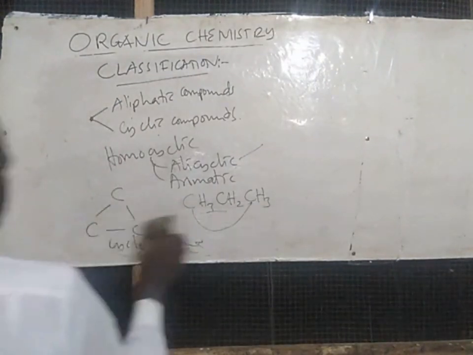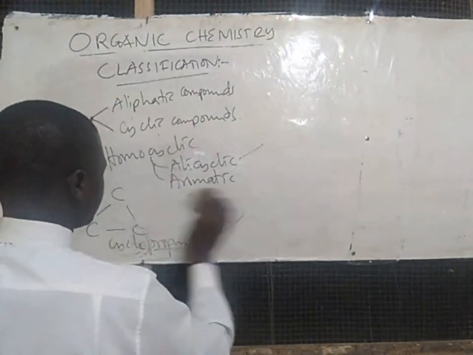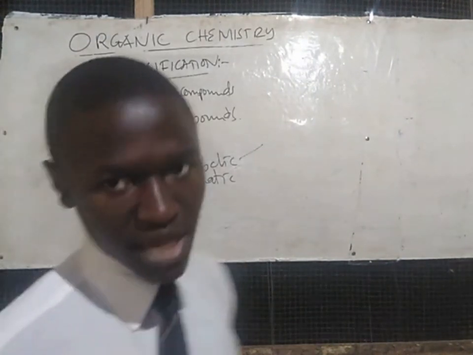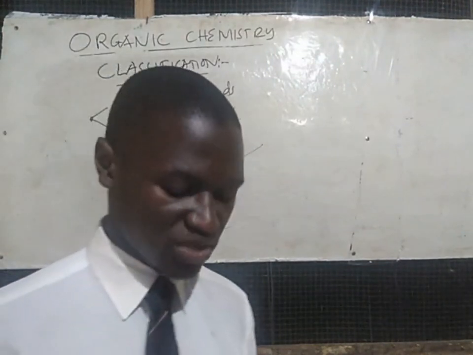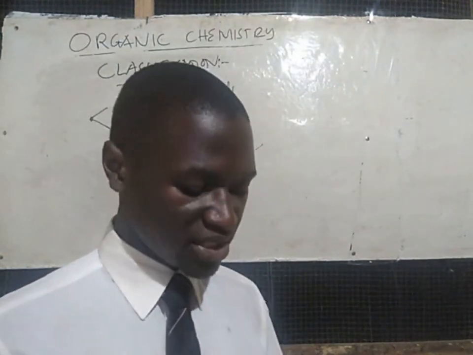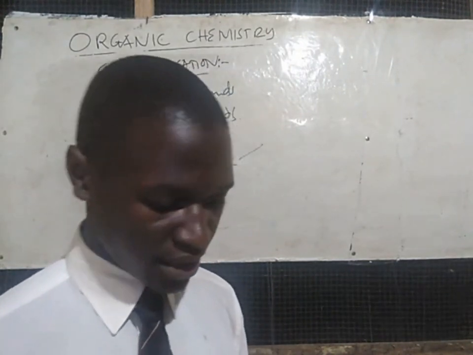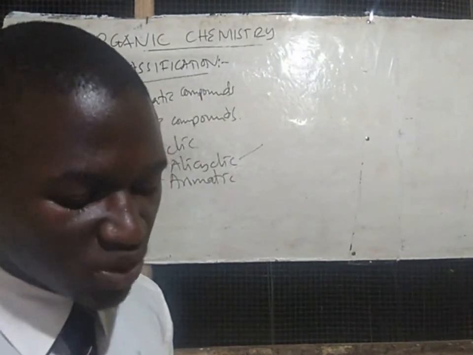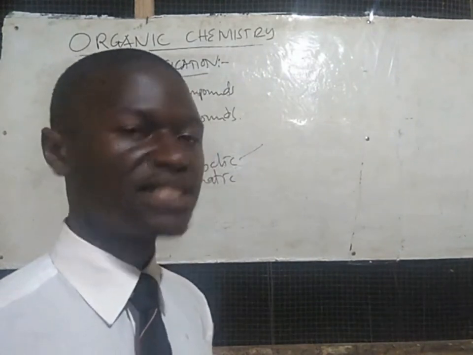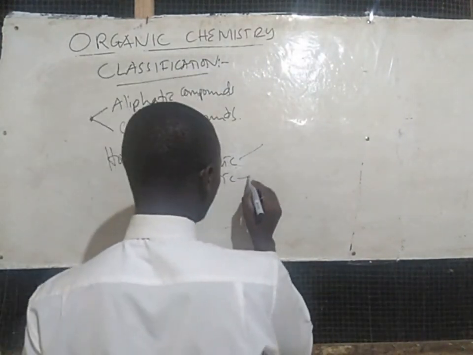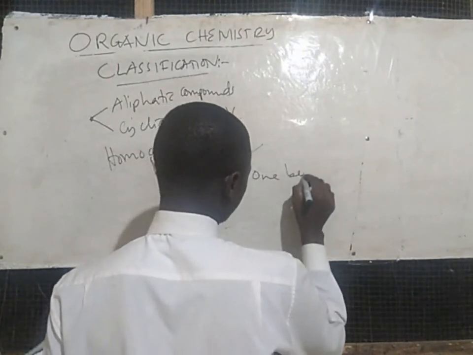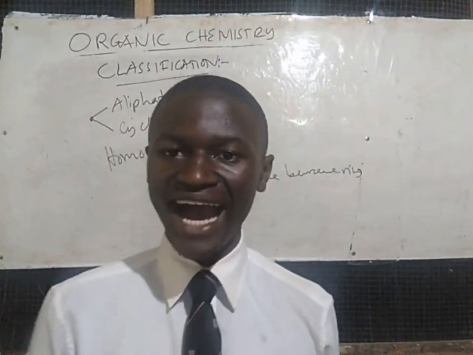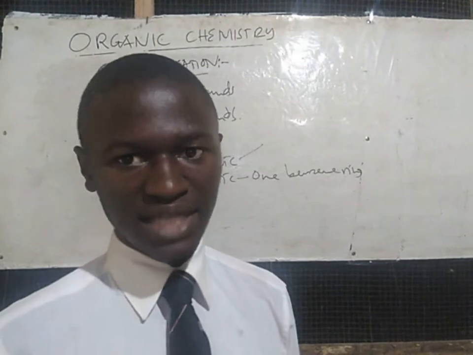But in aromatic compounds, the phenomenon is different. One of the major unique properties of aromatic compounds is the presence of the benzene ring. Aromatic compounds are homocyclic compounds which contain at least one benzene ring. So the unique property of this is one benzene ring. There can even be ten benzene rings, but at least one benzene ring.